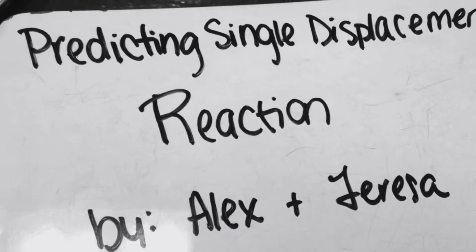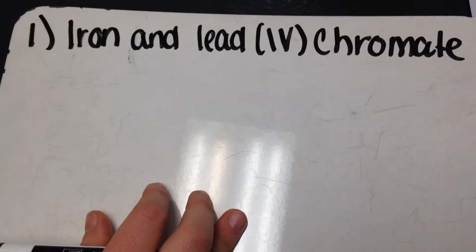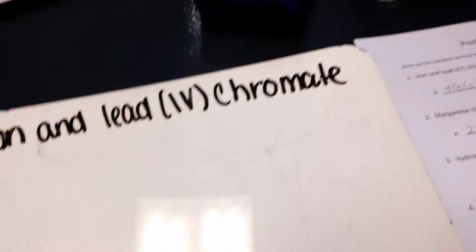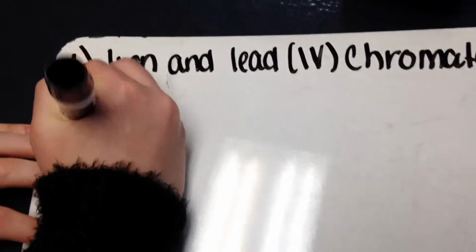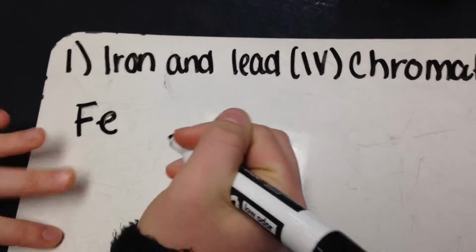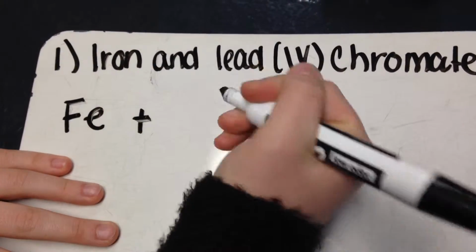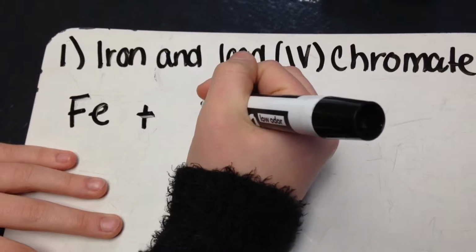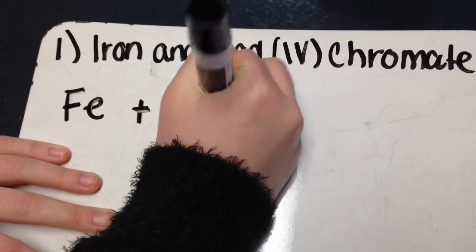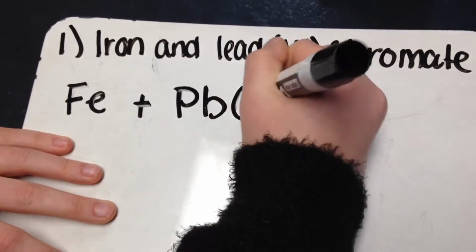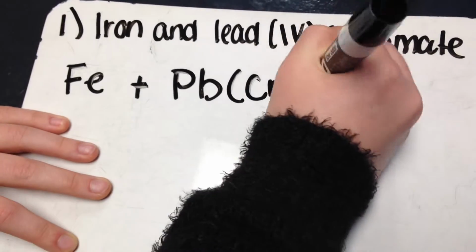Predicting single replacement reactions by Alex and Teresa. Step number 1: write the formula. Iron is Fe plus Pb for chromate. So Pb and then chromate is CrO4.